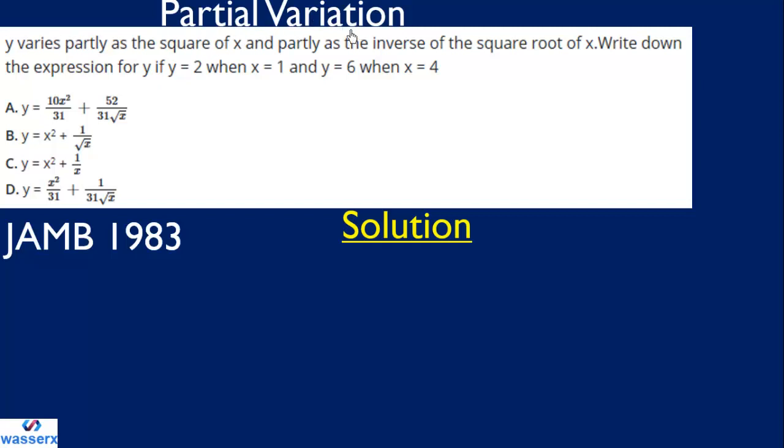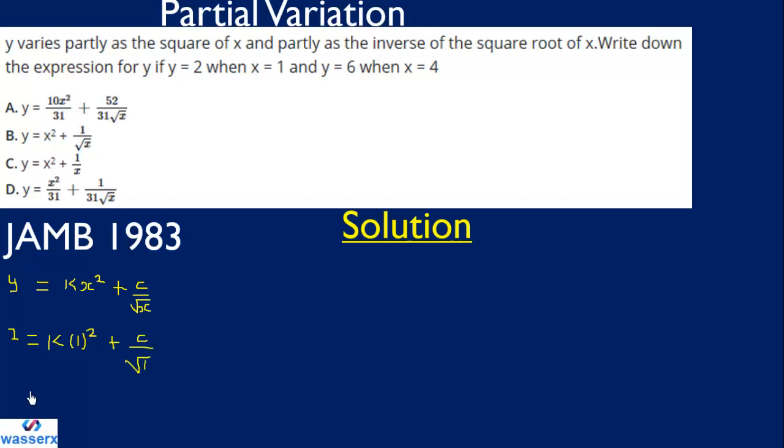Y varies partly as the square of x and partly as the inverse of the square root of x. So we are going to write the expression for y if y equals 2 when x equals 1, and y equals 6 when x equals 4. So we have this partial variation. We have y equal kx squared plus c over root of x. So we have two constants over here. So we just sub in the values and form simultaneous equations and solve.